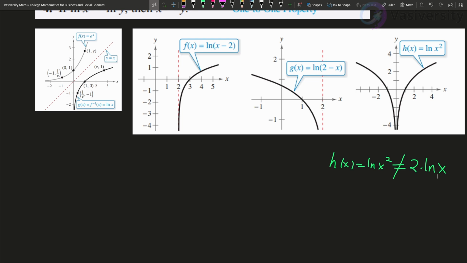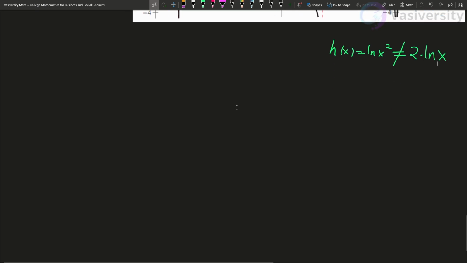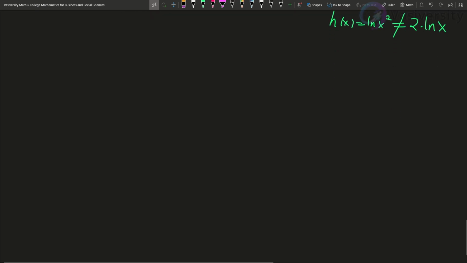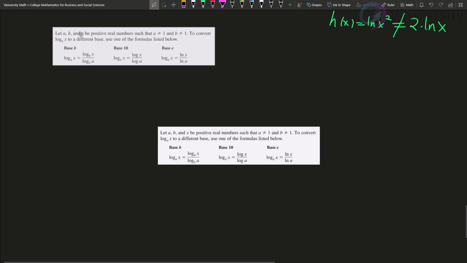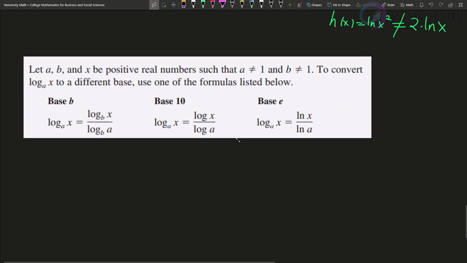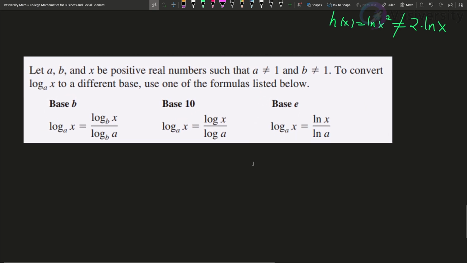All right, perfect. Now, let's go ahead and actually talk about bases and formulas for exchanging the bases between the logarithms. So now we're going to think about if we have 2 arbitrary bases, a and b, and x to be a positive real number, similarly as we did in the definition of the logarithm, such that a is not equal to 1 and b is not equal to 1.